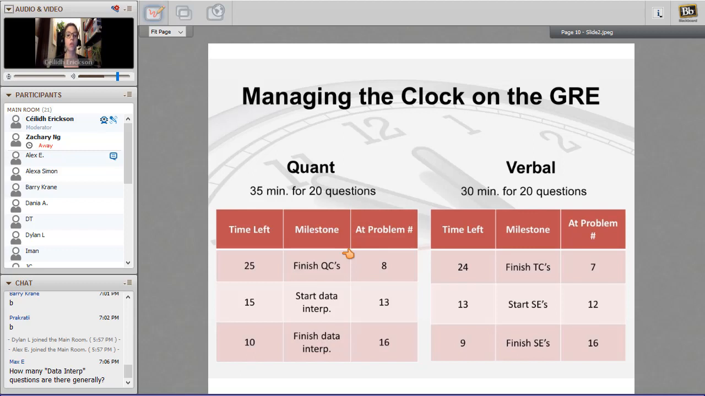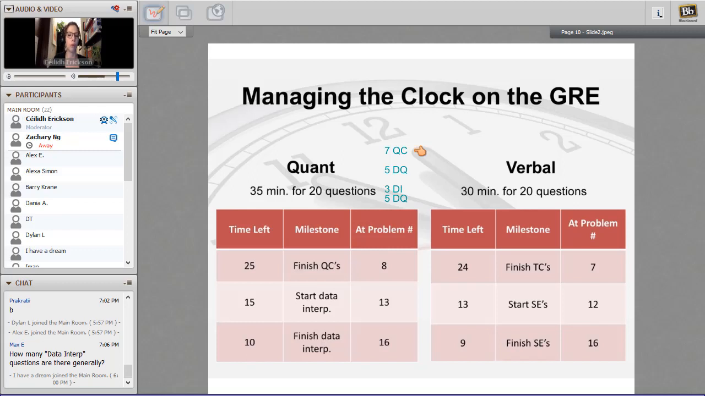So, quantitative comparisons. There will typically be 3 data interpretation. The order typically goes, you get 7 QC, then roughly 5 discrete quant, most of which are standard multiple choice. You'll get maybe 1 numeric entry and maybe a few multiple choice. You'll get 3 data interpretation, so the charts and the graphs, and then you'll get another 5 discrete quant. These numbers can change a little bit. Sometimes it's 1 more of these or 1 fewer of these, but this is roughly how many you'll get, and they will always be in this order.